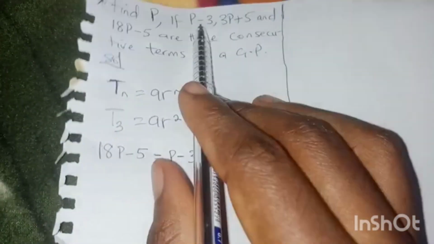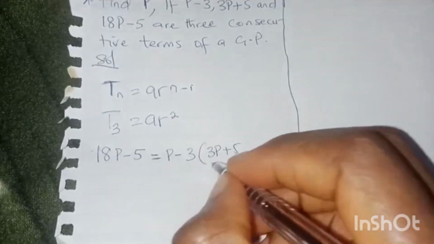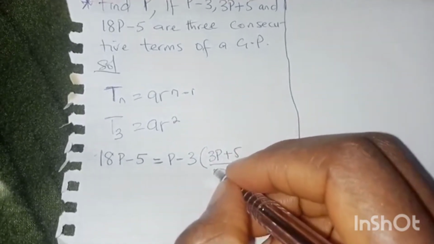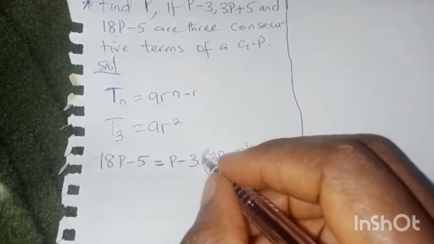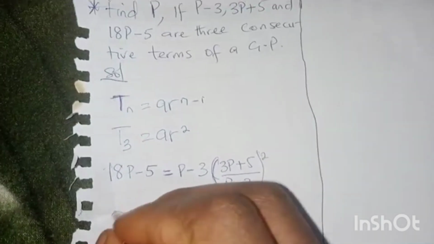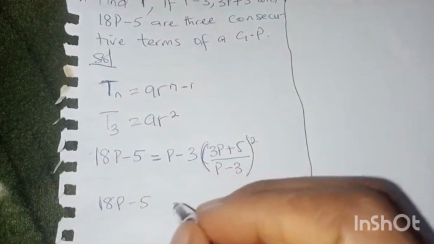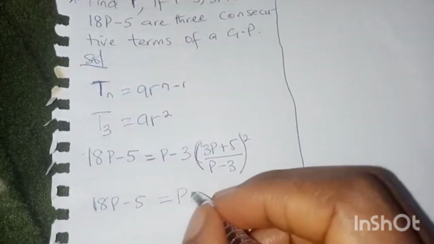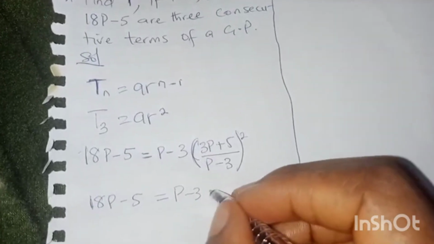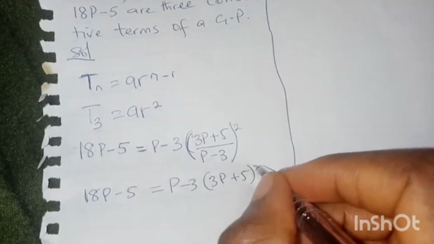In finding our common ratio for the geometric progression, we divide the second by the first. But in finding our common difference for the arithmetic progression, we subtract the first term from the second term. So here we're looking at the geometric and we are dividing instead of subtracting, because it is GP, not AP.